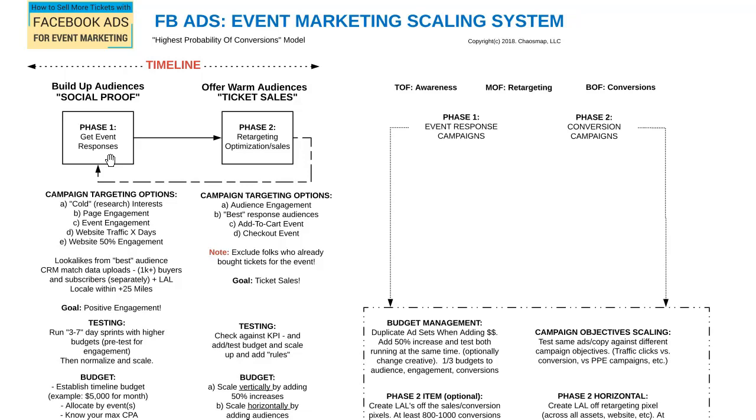An event response, by the way, is not a bought ticket yet. It's just a response, but it could be. But really, we talk about responses here. You'll see it in a second. And phase two is all about retargeting and optimizing that environment so that you get more sales. But you really need to start with phase one, as I mentioned, and then offer the warm audience ticket sales.